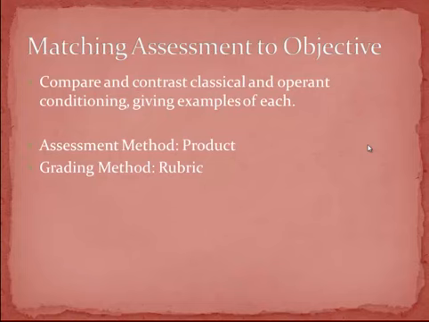And as a grading method, I use a very simple rubric. One performance criteria is comparing classical and operant conditioning. The second is contrasting the two. And the third is giving examples of each. My levels of performance are unacceptable, which is 0 points, acceptable, which is 1 point, and exemplar, which is 2 points, for a total of 6 points for that particular question.